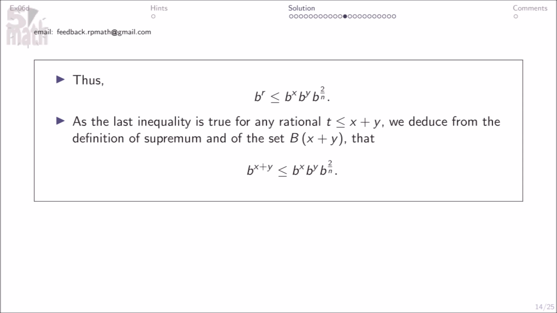Thus, b^r ≤ b^x b^y b^(2/n). As the last inequality is true for any rational t ≤ x + y, we deduce from the definition of supremum and of the set B(x + y) that b^(x+y) ≤ b^x b^y b^(2/n).